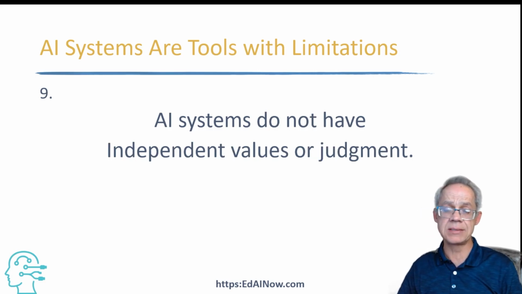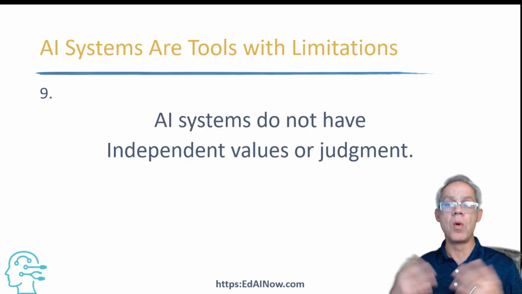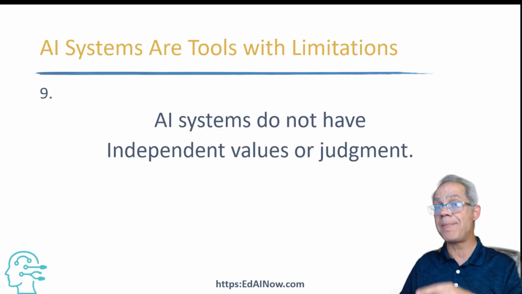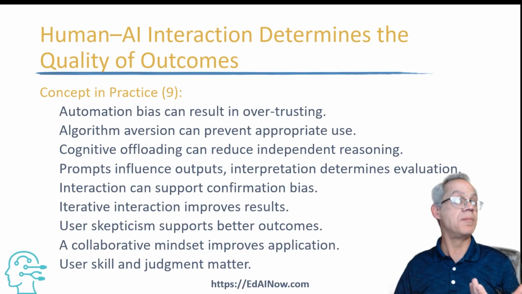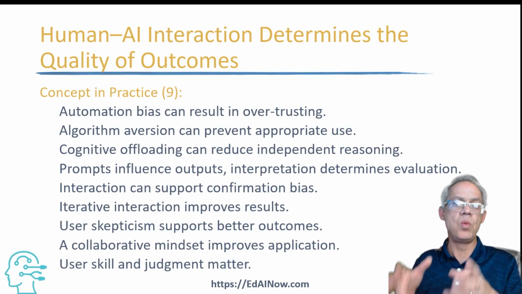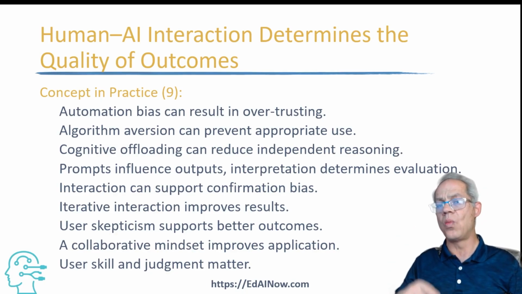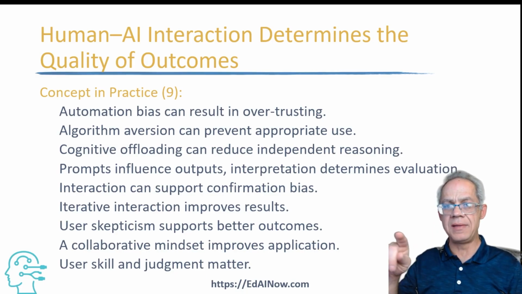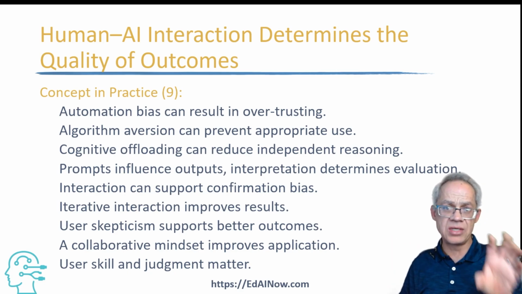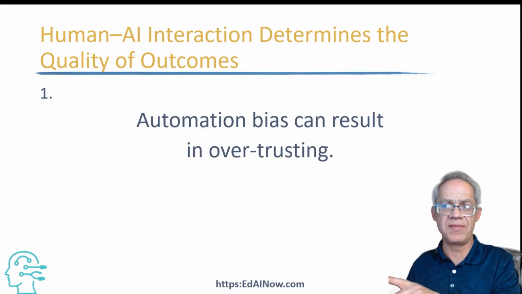And the last part of it is AIs are not people. They don't have values. They don't have judgments. They don't have goals. They don't have intents. They don't have a moral standing. This is something that you have to bring to the table. And that brings us to the third major concept, which is the way that you interact with the AI. That's going to determine whether or not the outputs are useful to you and whether or not the experience and the process is valuable. Your interaction determines the quality of the outputs.